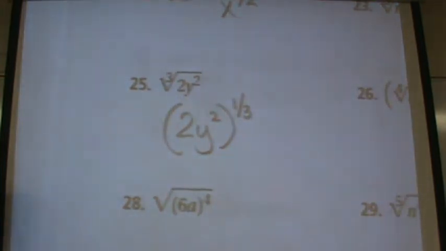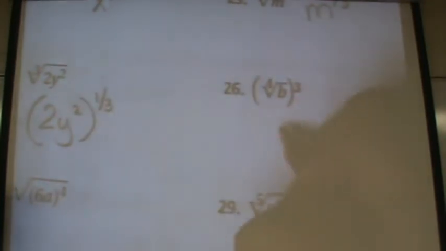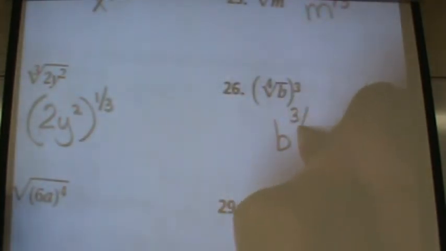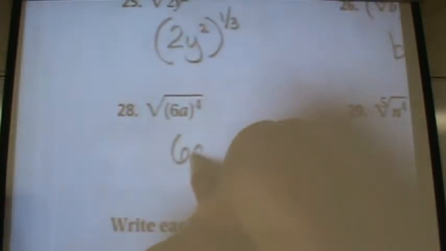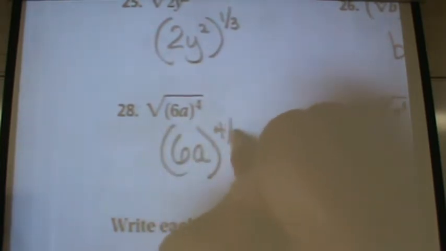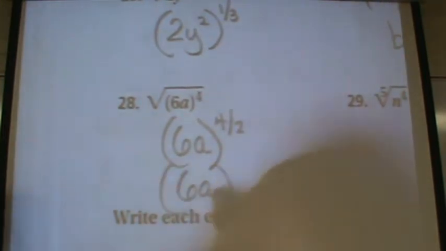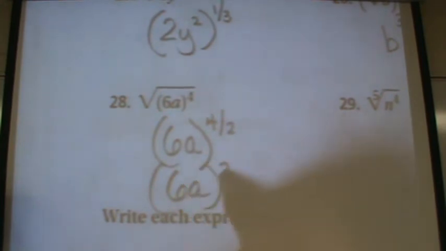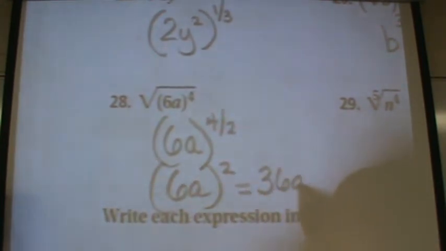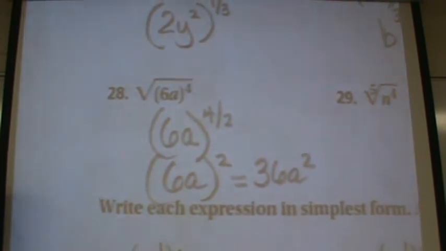This one is 2y squared. The whole thing is cube root. B to the 3/4 power. -6 square root. 6a to the 4/2 power. Now, can you reduce that? 4/2 is 2. And you could even square each of these. You could write 36a squared. There's several different ways to write that one.